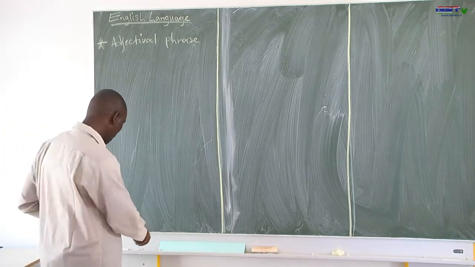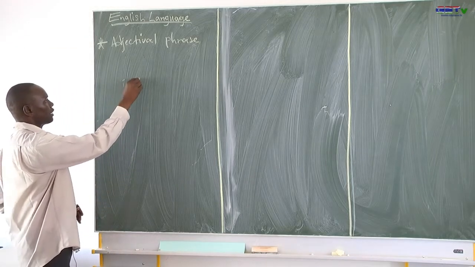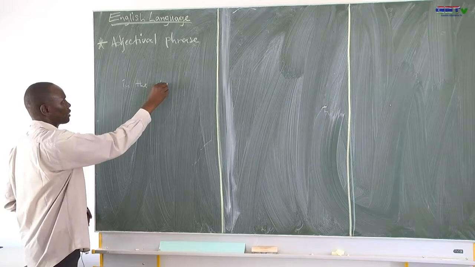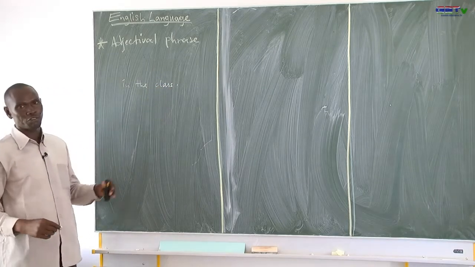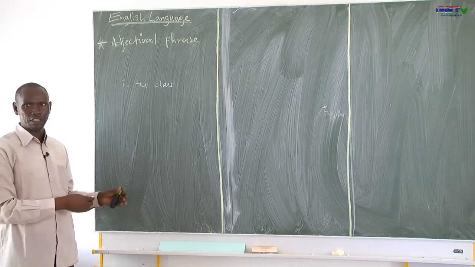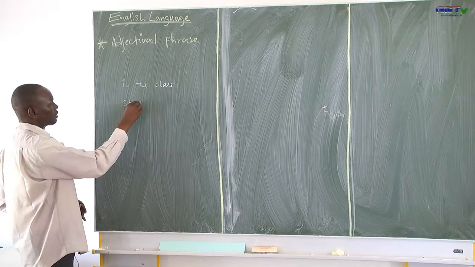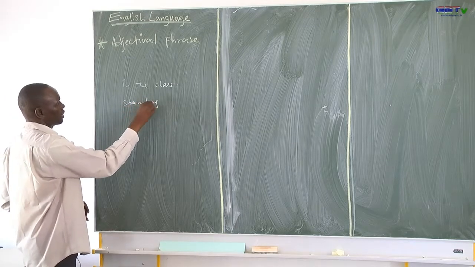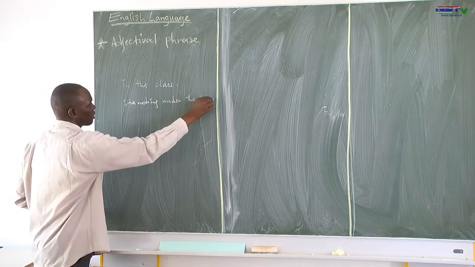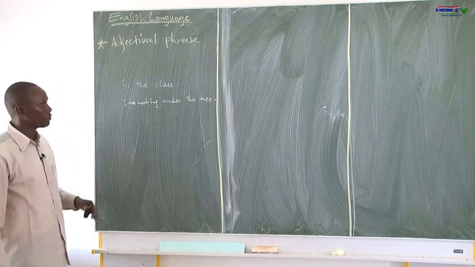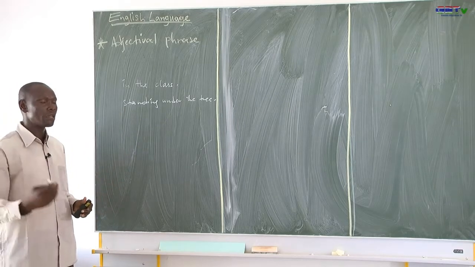So let's look at a few examples here. If we just say in the class, here there's no verb at all. So we call it a phrase. If we also say standing under the tree, here we have a verb that is in progressive form. This is non-finite because it can change, just as we discussed last class.